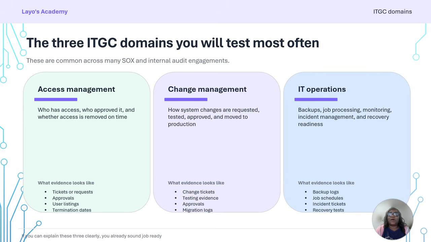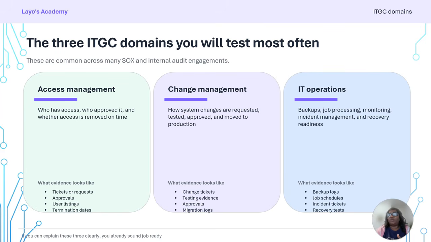Access management is talking about who has access to the system, who approved it, was the access removed, termination removed in a timely manner. Okay, and you're looking at different evidences like tickets, approvals, user listings, termination dates. Change management: how system changes are requested, how they are tested, how they are approved, how they are moved into production. You're looking at different CRQs or change tickets. You're looking at testing evidence in the UAT environment, approvals, migration logs.